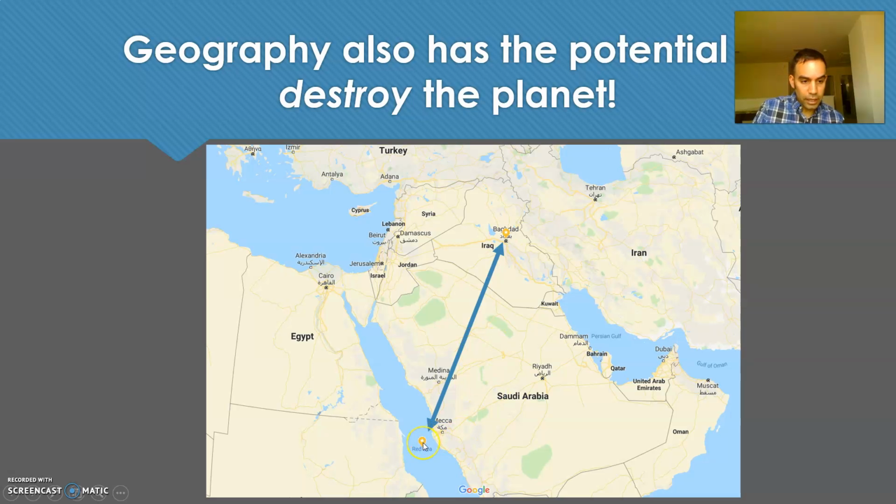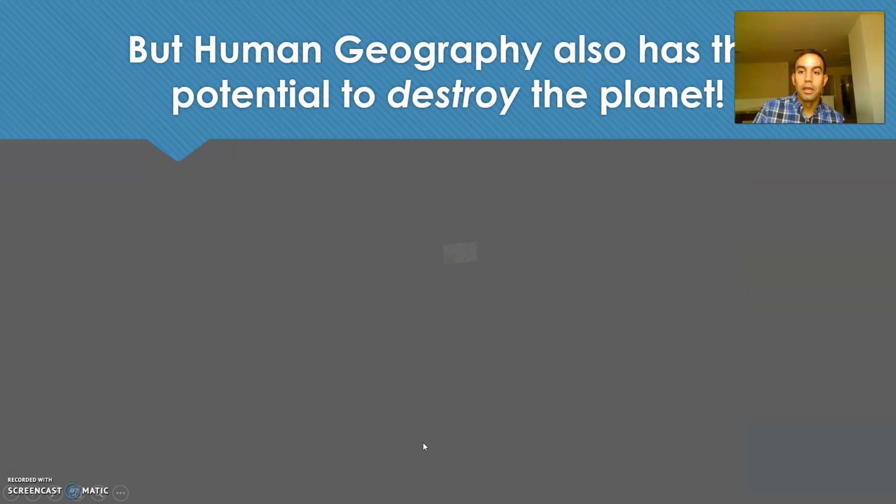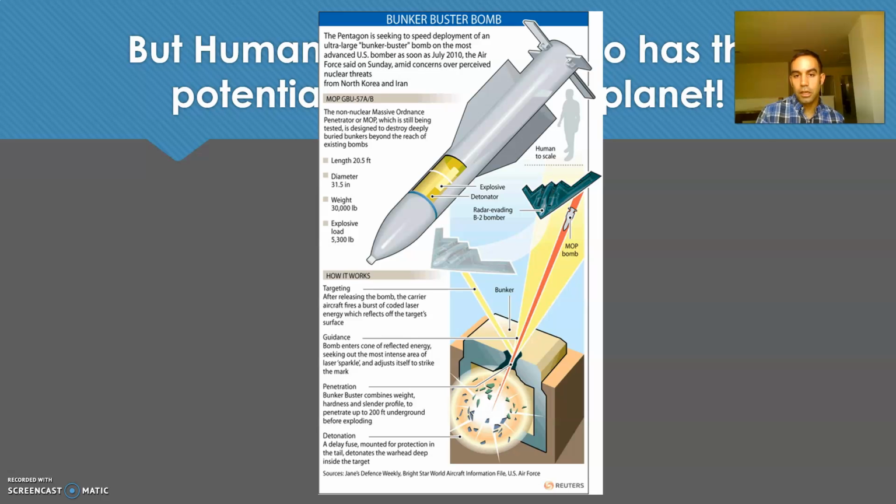And so from this location, the Red Sea, the U.S. military is going to launch what we call a bunker buster bomb, which travels at 500 miles per hour. So I asked my 8th period, right, to do the math. If they are 500 miles away and it travels at 500 miles per hour, how long will it take until it reaches its target? I'll give you a second to think about it.